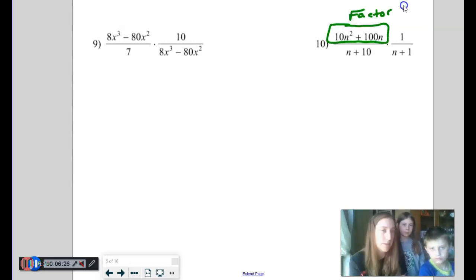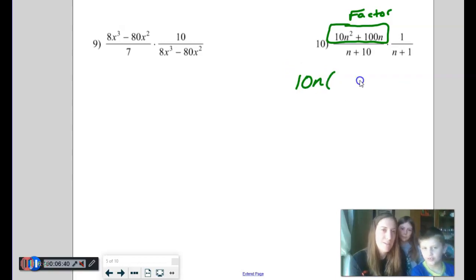I don't expect my little ones to understand what this means, but we're going to take out a common factor between 10n squared and 100n. They both have a 10 inside of them as far as terms, and they both have an n.